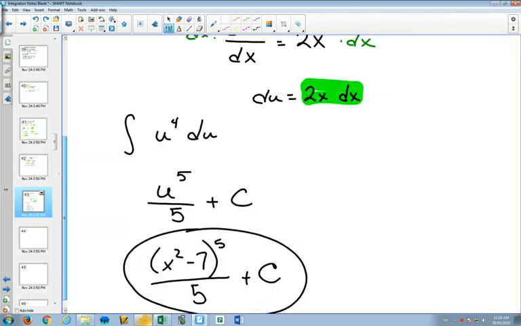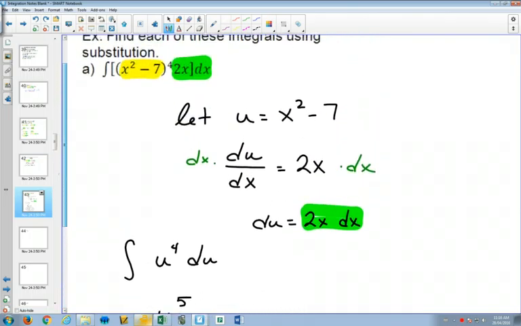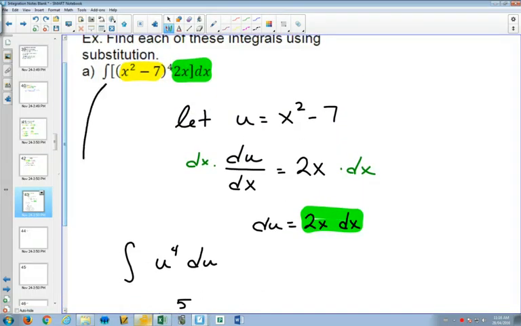So how did I get the u to the 4? I'm going to just scroll back up so we can see the original equation. I'm going from here to here. The yellow part is u. Okay? So I changed that to a u. I still have that yellow part is to the power 4, so I write u to the power 4.